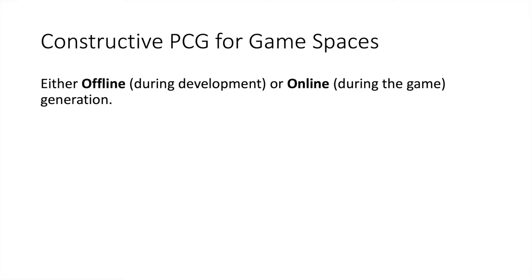Constructive PCG for game spaces covers things like game levels and dungeons, things you move through as the player. This can be an offline process, a process during development. This actually occurs way more often than you might think. For the vast majority of so-called open world games, or any game with a really big map, that map was almost certainly first generated and then tweaked by humans. So basically using a PCG algorithm to give you a decent starting point for your giant landmass and then tweaking from there.